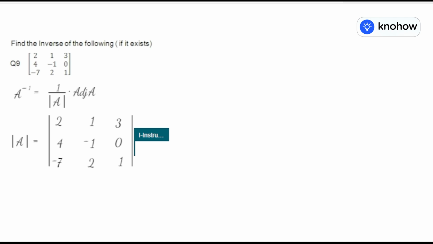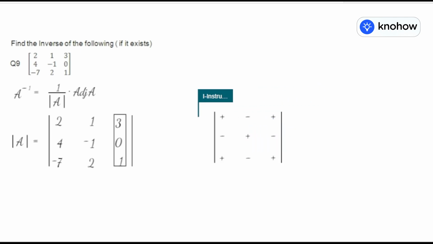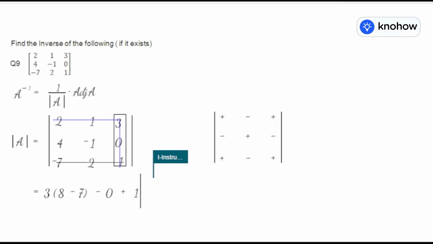Okay, and you know the sign convention: plus, minus, plus, minus, plus, minus, plus, minus, plus. We are expanding along the third column, so it will be 3 times, delete the row and column through 3, you get 4 into 2, 8, minus, minus, plus 7. And then the second element is 0, though it was negative, it doesn't matter, and the third element is plus 1 times, when you delete the row and column through 1, you get 2, 1, 4, minus 1. So you get 3 into 1, that is 3, plus 1 times 1 times minus 2 into minus 4.